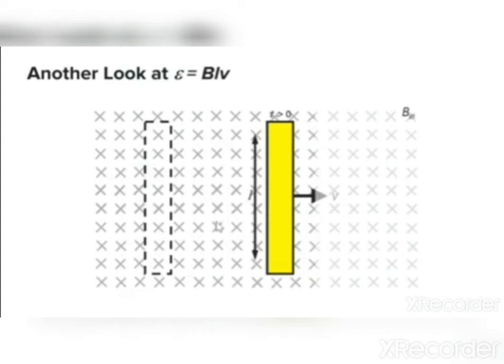Since there is flux cut, Faraday's law predicts that there is an EMF induced across this conductor, and the magnitude of the induced EMF will be equal to the rate of flux cut. Now, to find the rate of flux cut, we will first need two quantities: the magnetic flux density B and the area that the conductor has cut. Let's assume that it has moved through a distance of delta x in a time of delta t.